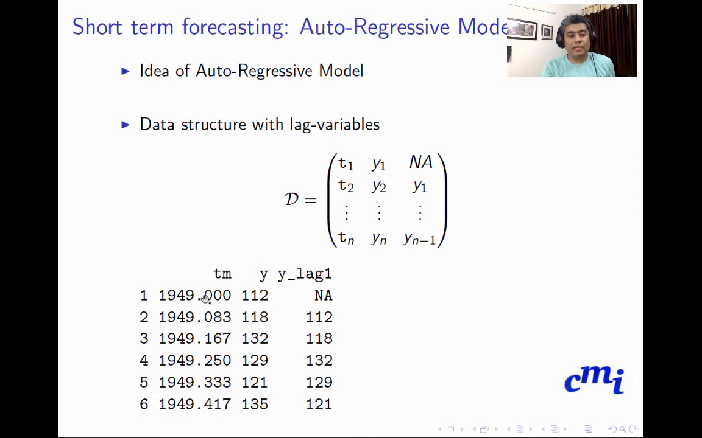Now this is how we will write it down. Here is the time, here is the y. Now 112 has come down here for the y lag 1. So this is the lag y1 column. 118 is here, 132 is here, 129 is here. So 129 is the lag value of 121. 121 is the lag value of 135. That's how we create the data structure for the autoregressive model.